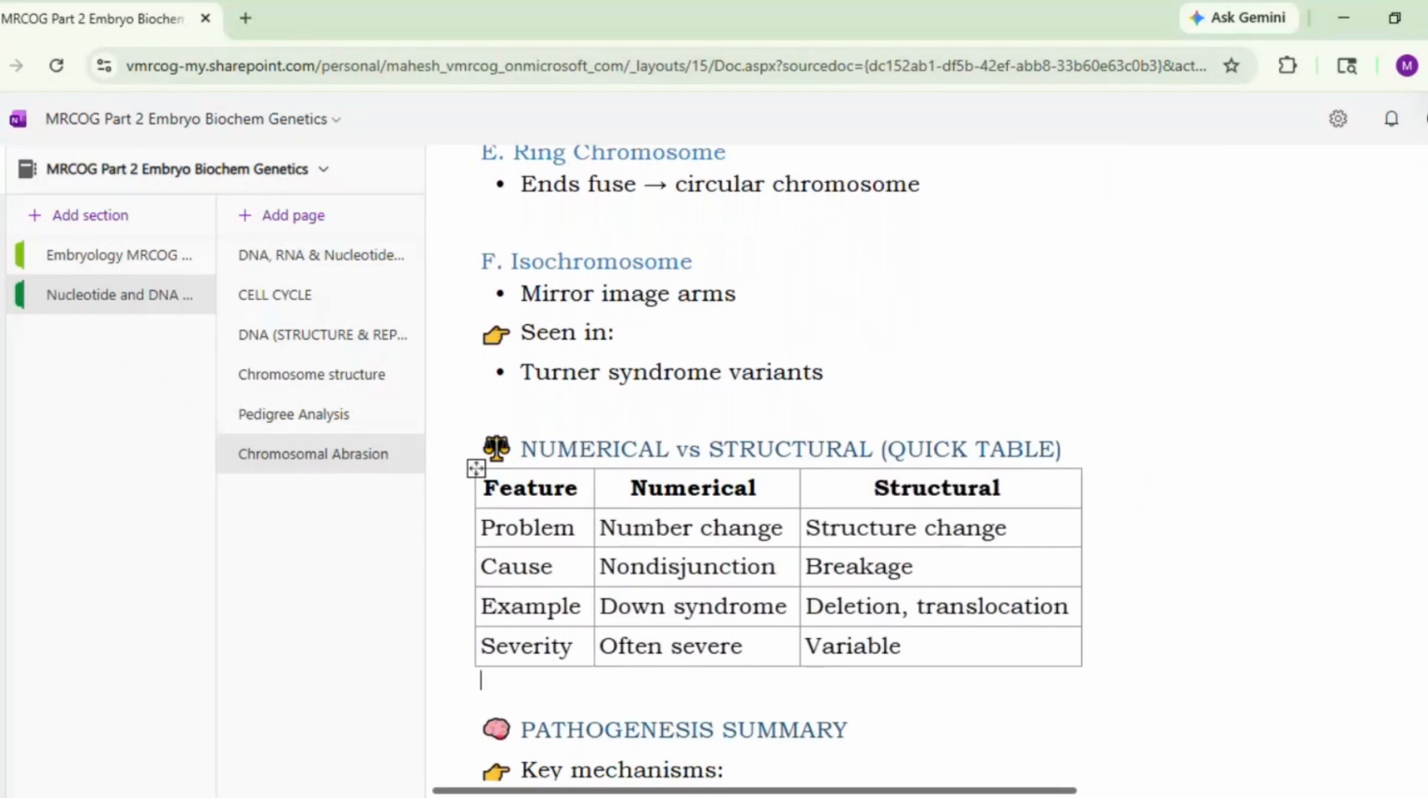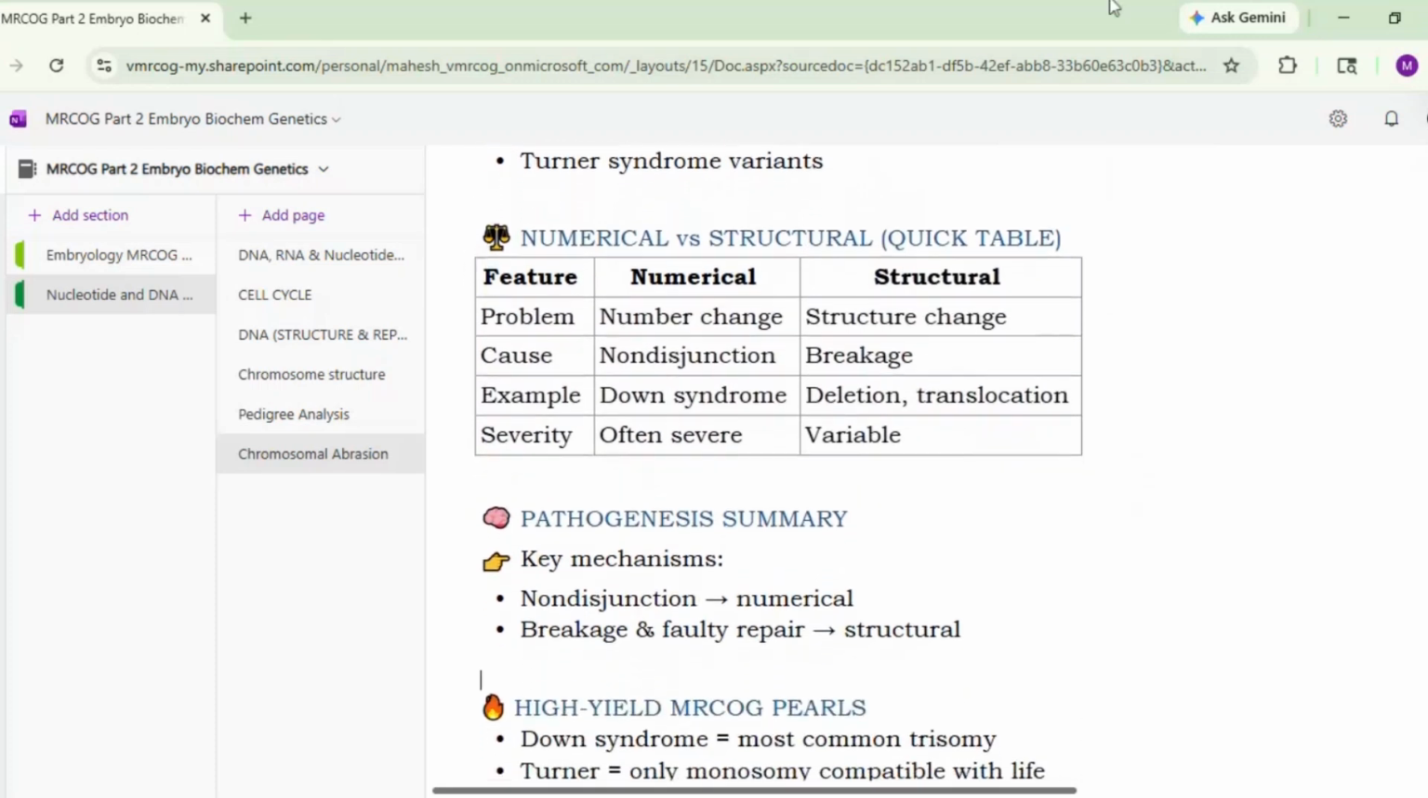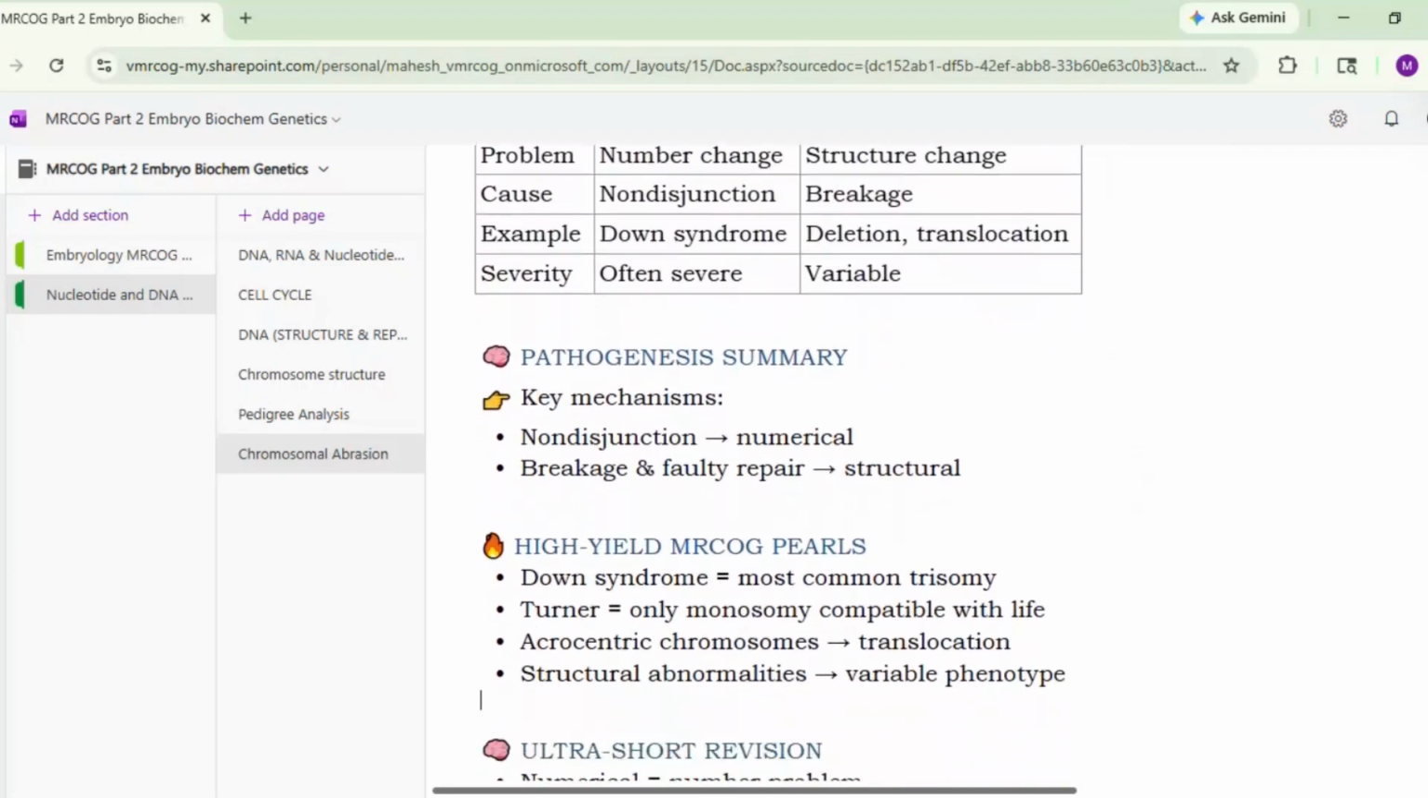In numerical, you have the example of Down syndrome. Here, the mechanism is deletion, translocation, etc. And severity is often severe if there is numerical involvement, while in structural, the severity will be variable. So key mechanisms: non-disjunction leads to the numerical aberration, breakage and faulty repair will lead to the structural aberration.